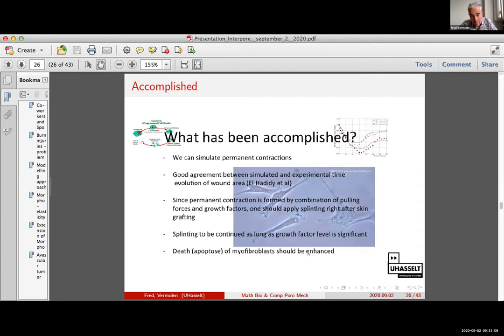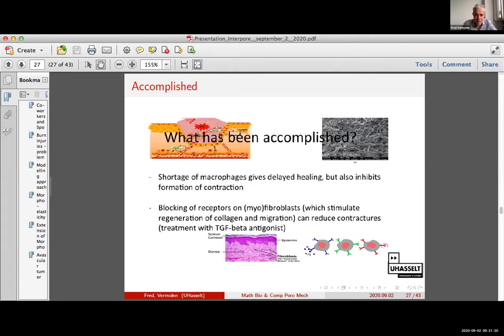So, what has been accomplished? We can simulate permanent contractions. We have a good agreement between simulated and experimental time evolution of the wound area. We have some other clinical implications. I didn't talk about this yet, so I think I'll skip these.